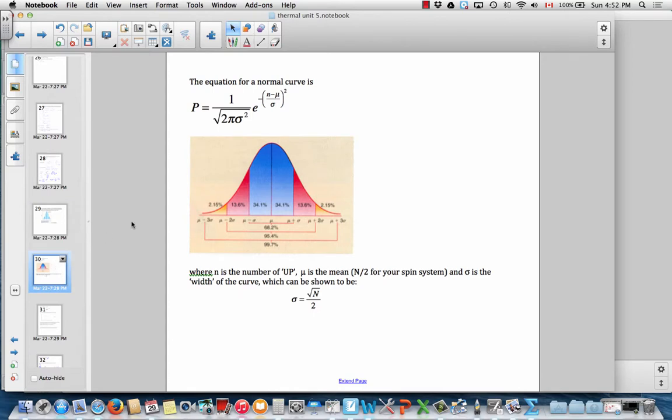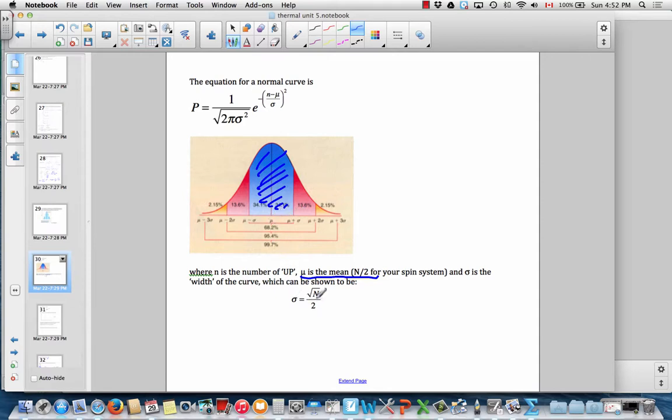So what is a normal curve? Well, if you've studied statistics, you're familiar with this expression for the normal curve. So it's a decaying exponential. It peaks at a value mu, which is called the mean. Now, for our spin system, mu will just be n over 2, because n over 2 is the most likely outcome. It's where the probability is highest. Sigma measures the width of the curve, and you can see here between mu plus sigma and mu minus sigma, 68% of your probability, i.e., your most likely outcomes are found within 1 sigma of the mean.